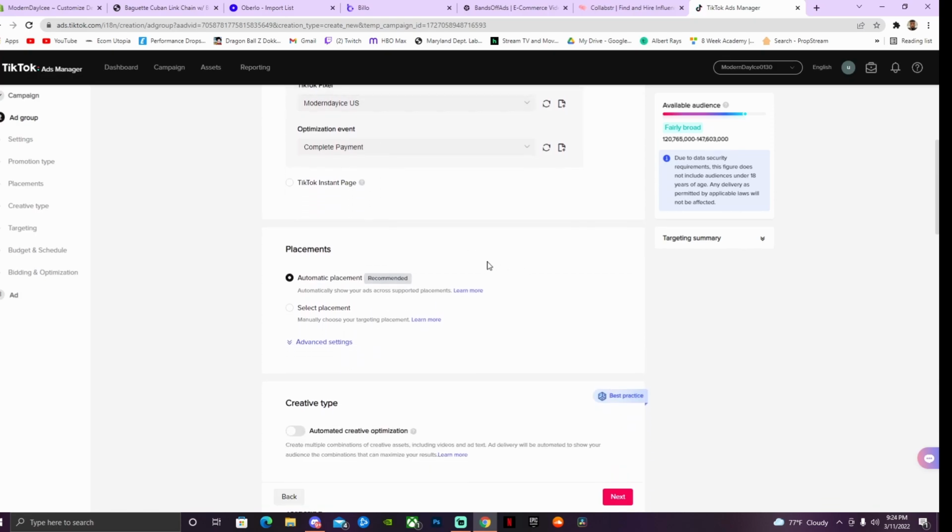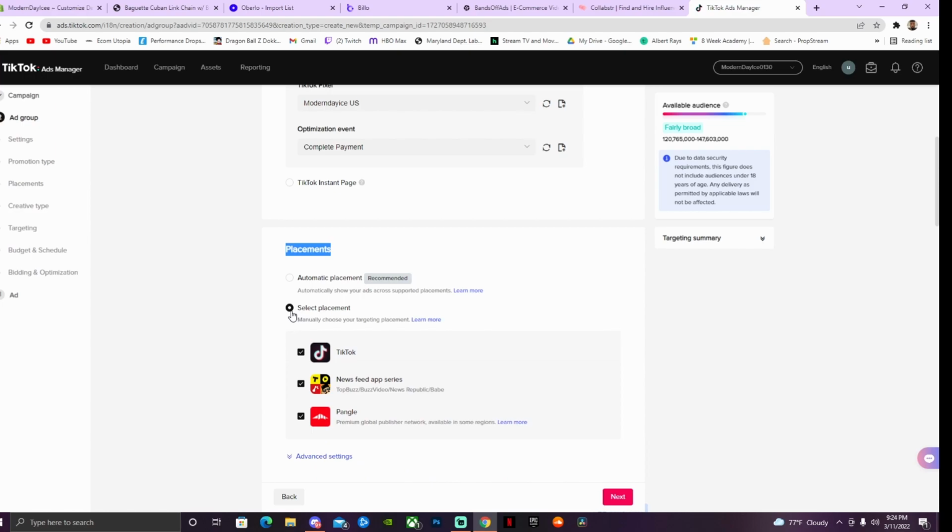And then you would have the placements. For instance, we have automatic placements and we have select placement. You definitely want to use select placement, because with Pangle and News Feed, you don't want your TikTok ads spending unnecessary money running through these two platforms, because you're not getting any sales through those. So you want to have select placement. You'll only be running it through TikTok.